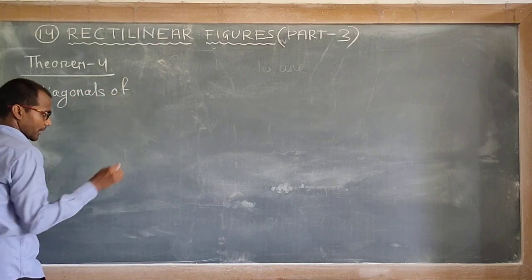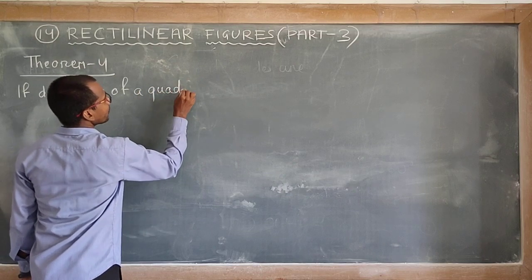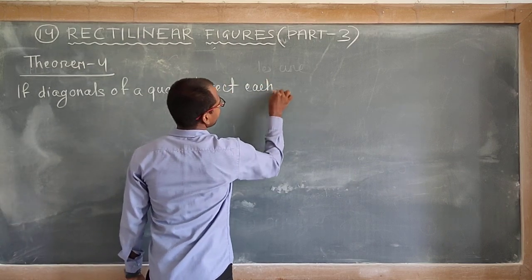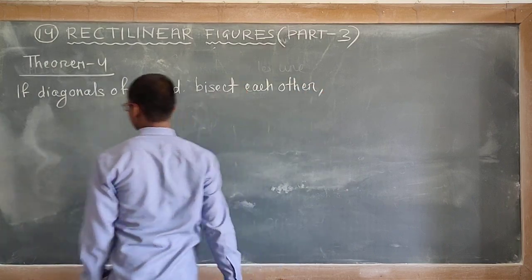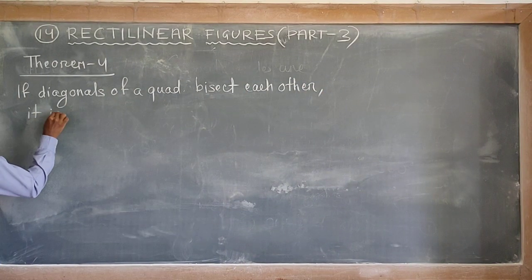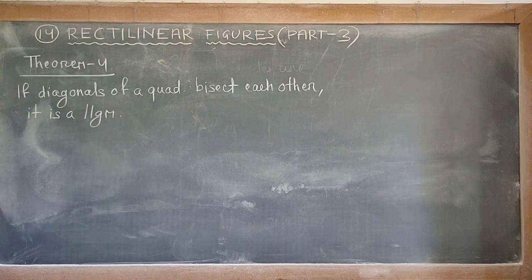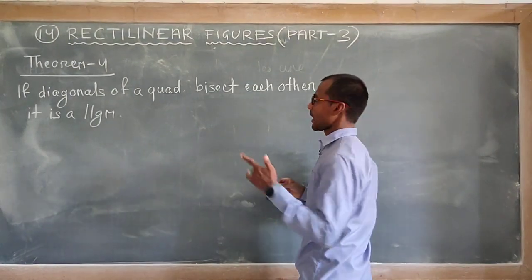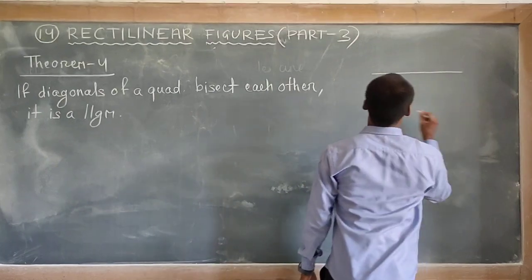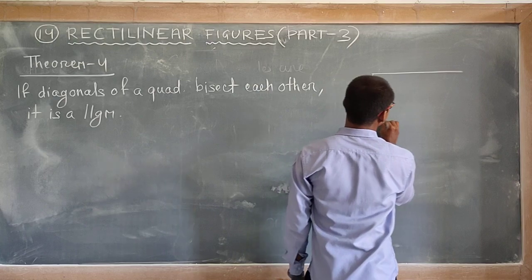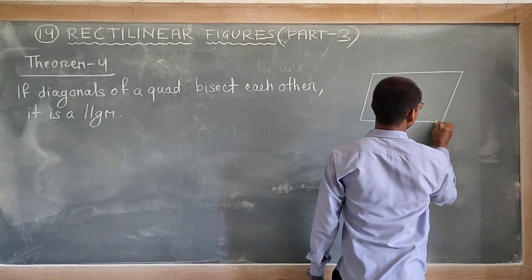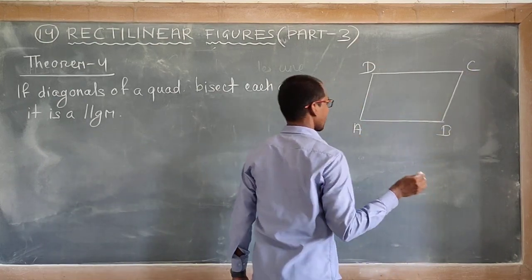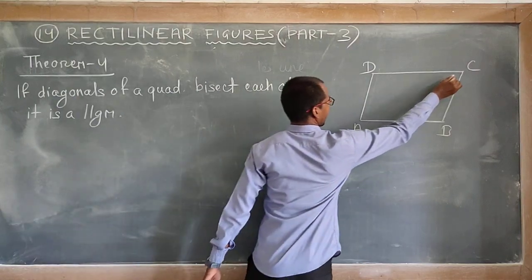If diagonals of a quadrilateral bisect each other, it is a parallelogram. This is the last theorem based on parallelograms. So let us draw a quadrilateral in which the diagonals will be bisecting each other. This is A, B, C, D. You have to draw the diagonals. Nothing has been given about the sides. Simply diagonals.